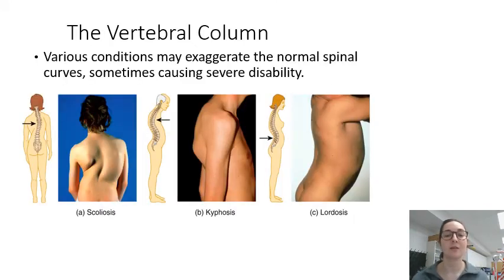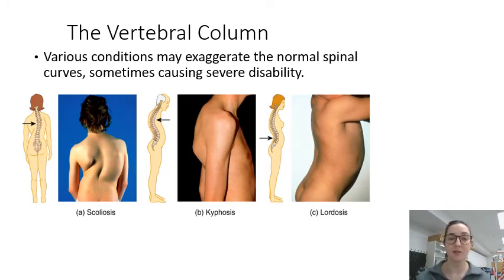Right. So here are abnormal curvatures. The first one there, the picture on the left, is scoliosis. Scoliosis is having an abnormal lateral curvature of the spine. So instead of the spine being straight up and down, it curves to the left or to the right. That is abnormal. The spine should be straight up and down.